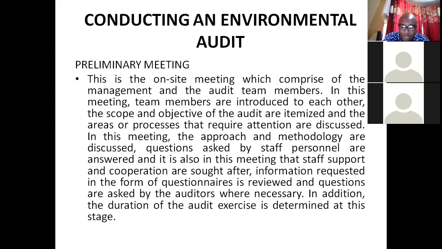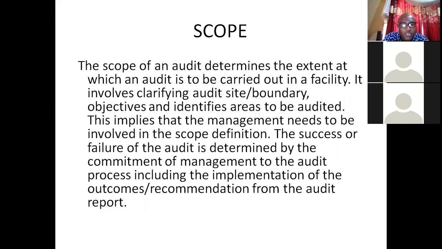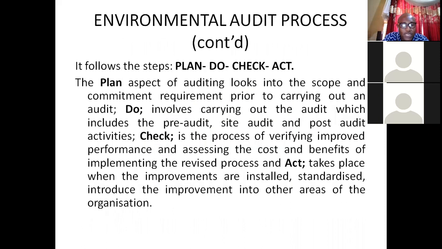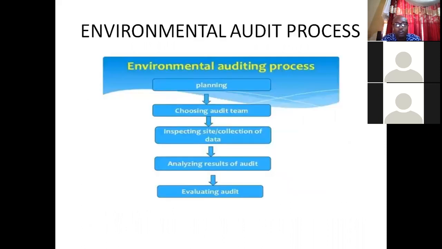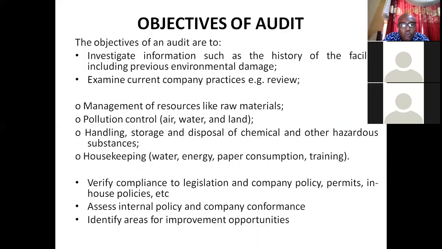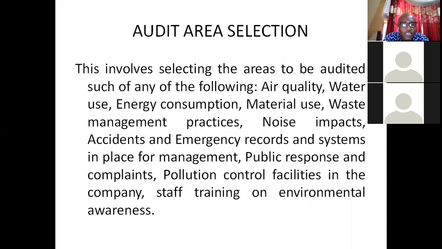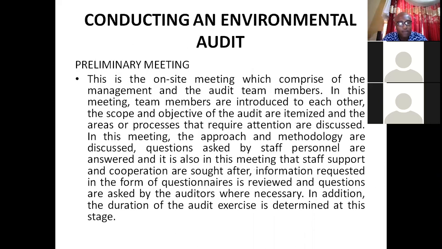So last week, we were able to define what an audit is, the scope of an audit, the audit process, the planning, choosing an audit team, inspecting, collection of sample, analyzing sample, and evaluating the report. We were able to follow the steps involved in audit: the plan, the do, the check, and the act. The scope of an audit, the objective of carrying out an audit, the pre-audit process, and audit team selection. Today, we'll continue with the proper auditing.